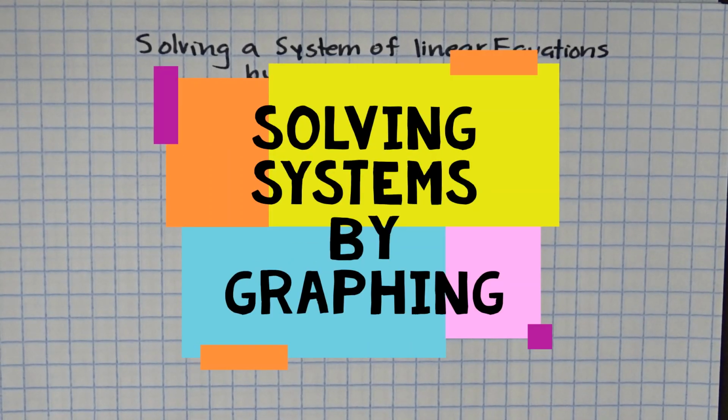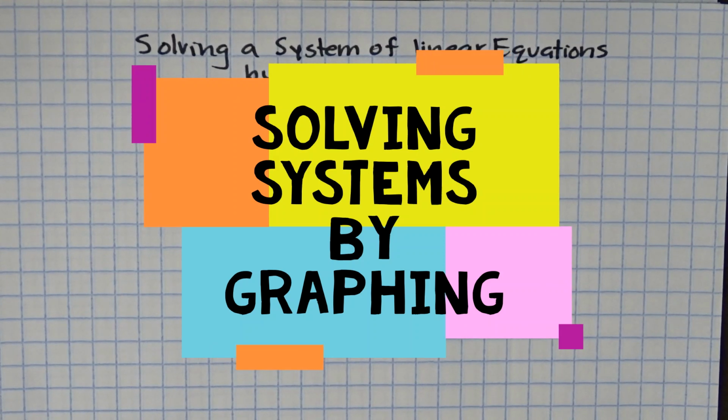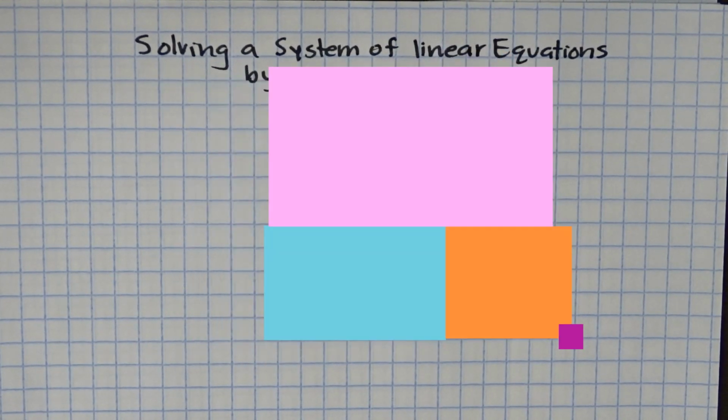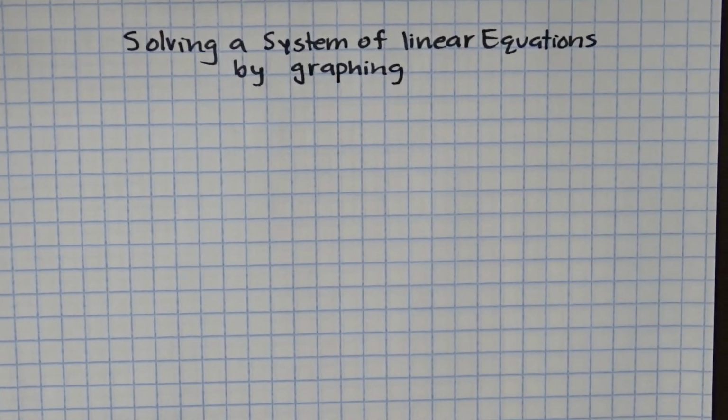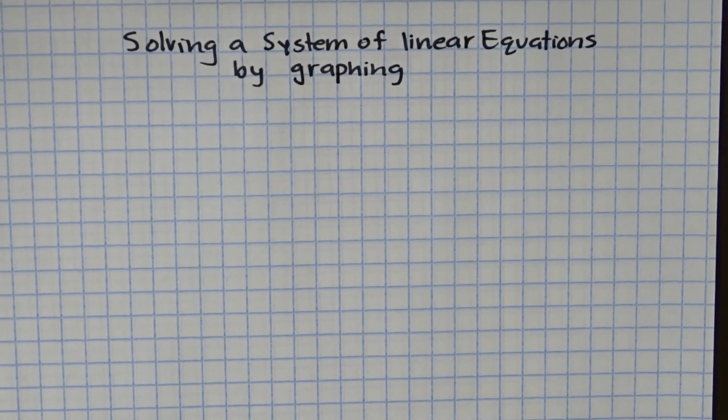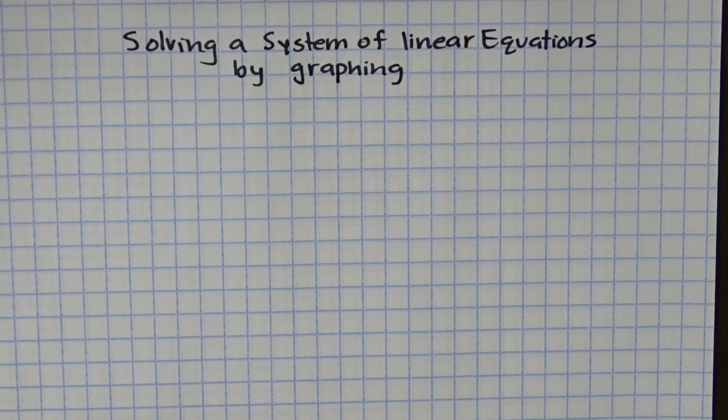So today we're going to be solving a system of linear equations by graphing. What exactly is a system of linear equations? Well, a linear equation is an equation in the form of y equals mx plus b. And when you have a system, it's literally the plural form. So when you have more than one, it's called a system in math. Instead of a pair or a group of equations, we call them a system.